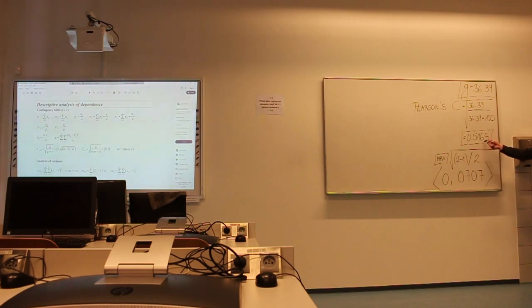Our calculated value is 0.51. Yes, it's quite close to 0.707. So there is strong dependence between the level of alcohol in blood and the speed of the reaction. But you know from the presentation of Mr. Hellman that this evaluation is subjective. Yes, this verbal interpretation is subjective. Strong dependence, yes, probably strong dependence.